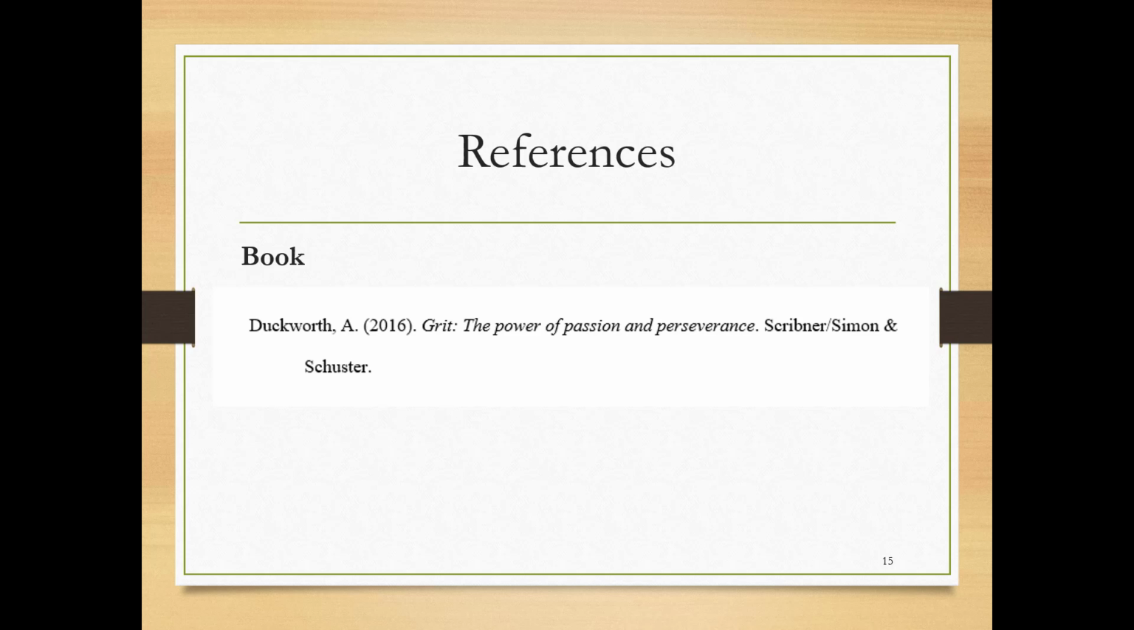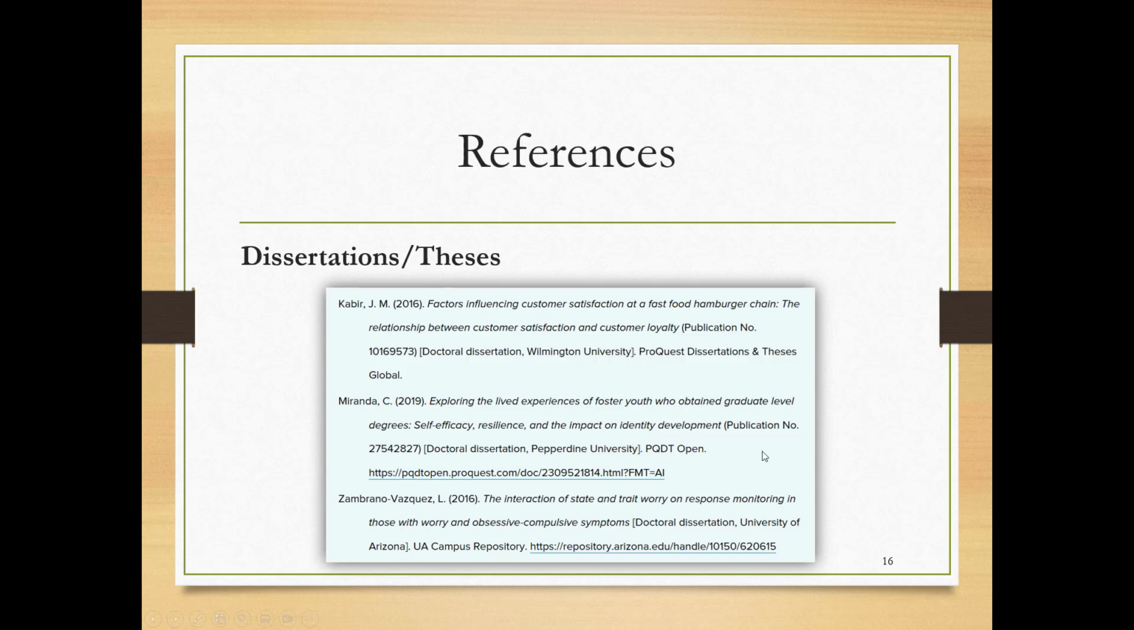A couple of other commonly occurring reference types. I just wanted to show you some examples. Here's one for a book. You will notice that the title of the book is italicized and only the first word is capitalized, so do keep that in mind. And then there's the publisher name here. If the book has a DOI, then do mention that as well.